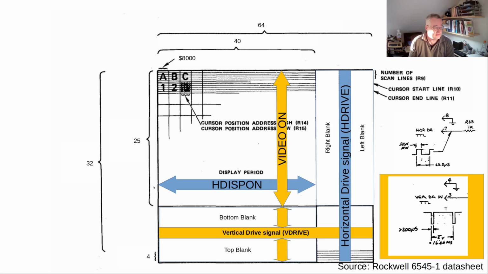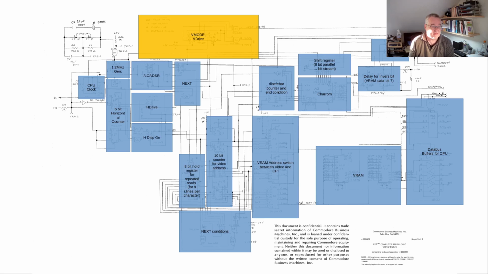Now let's look at the mode stuff. You have the video on. We have the bottom blank, vertical drive, top blank, which are the different 4 modes in the system. It also has to create the vertical drive, which is more than 200 microseconds, and then you have 16.66 milliseconds, which is basically NTSC timing. So this is created by this vertical mode V drive.